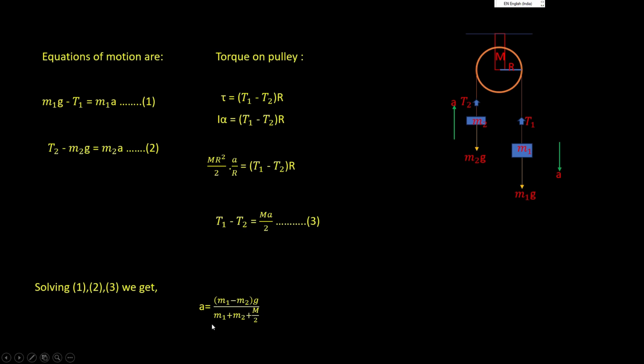Once we get the acceleration of the system, we put this in equation 1 to find T1 and we put this in equation 2 to find T2. Once we get T1 and T2, we can find the reaction on the pulley.